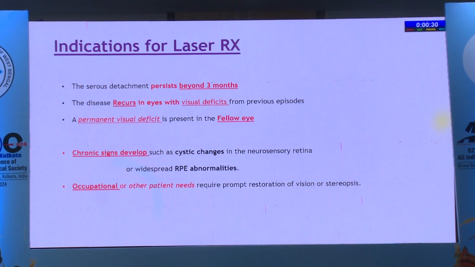Now coming to the management, usually it's a self-limiting disease. We observe up to 2 to 3 months for resolution, and we treat if it persists beyond that, or if it recurs in eyes with visual deficits, or if the other eye has a permanent visual deficit because of the CSC, or chronicity signs are developing like the intraretinal cystic changes and RPE changes, or the patient has occupational or other needs for early visual rehabilitation.